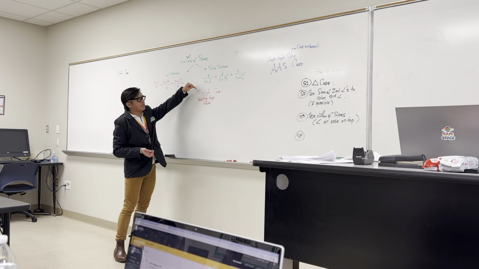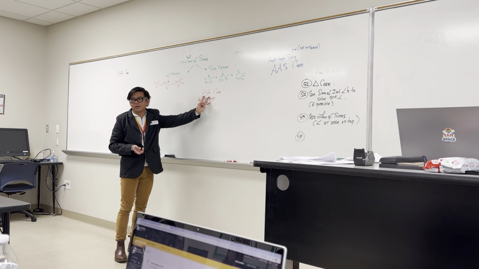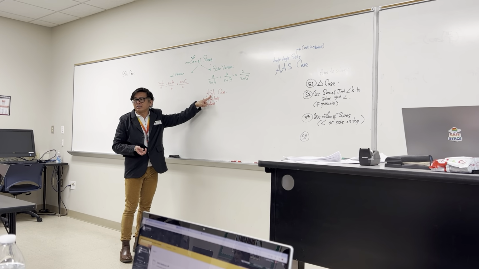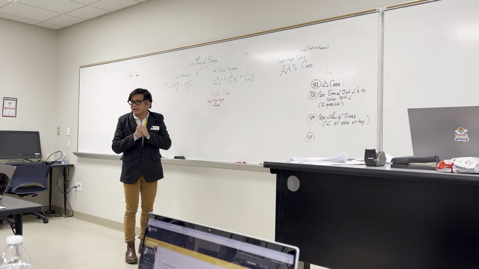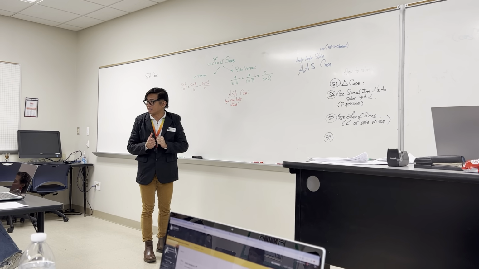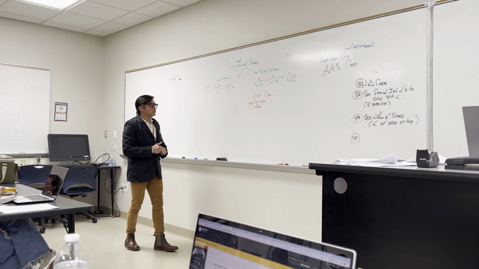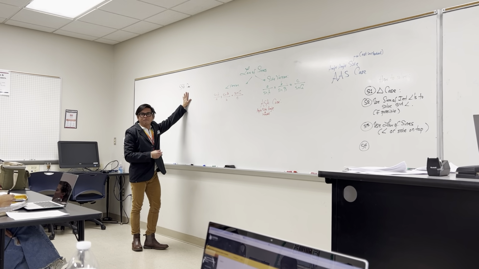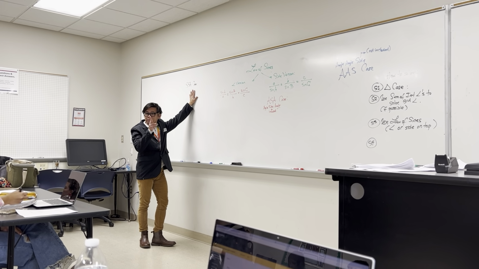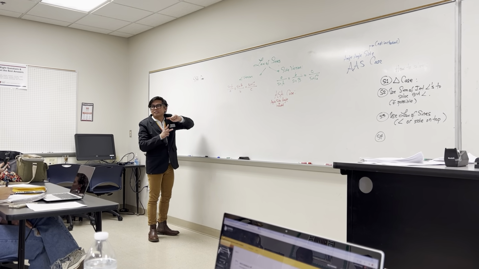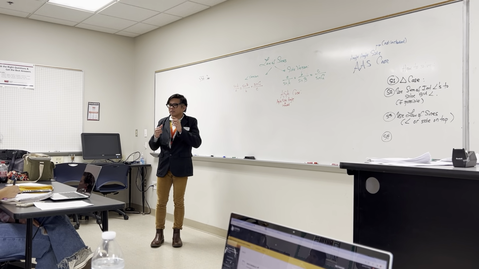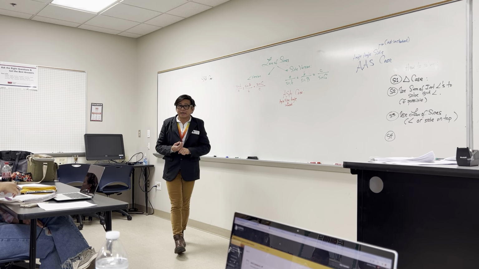Next one. If you are given the ASA case, in short, you are given two angles and the given side is in between those two given angles. So that's ASA, angle, side, angle. Also, it might be the case that you are given two sides and one angle that is not in between those two sides. That is called an SSA case.